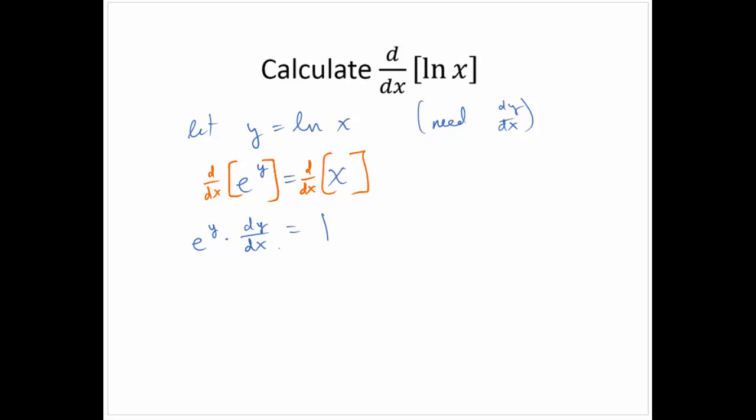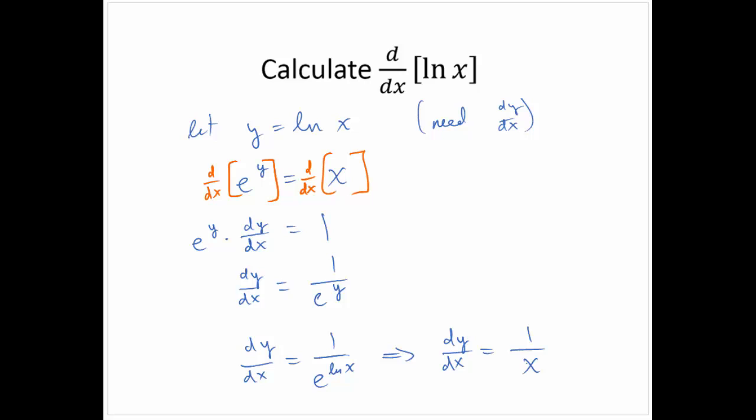Alright, so then dy dx would be 1 over e to the y. But y was equal to the natural log of x. So dy dx would equal 1 over e to the natural log of x. And through our cancellation properties, 1 over e to the natural log x, we find that dy dx is 1 over x.